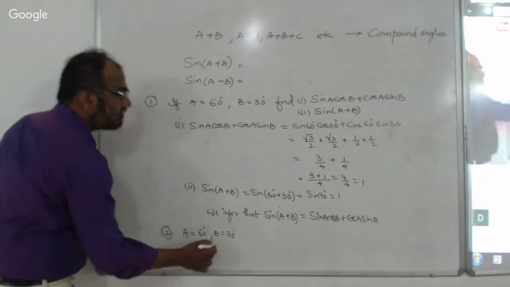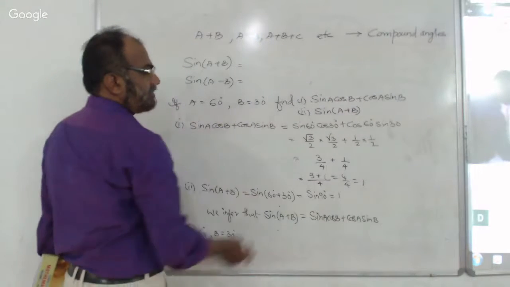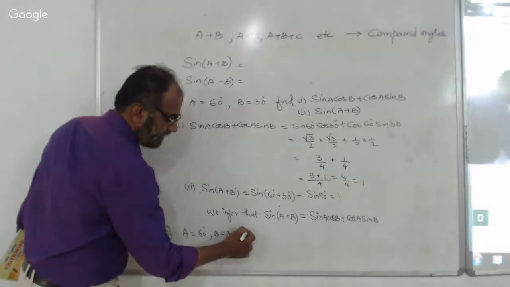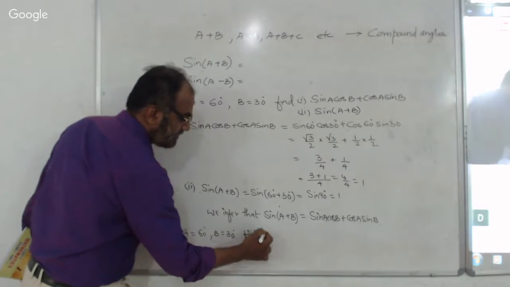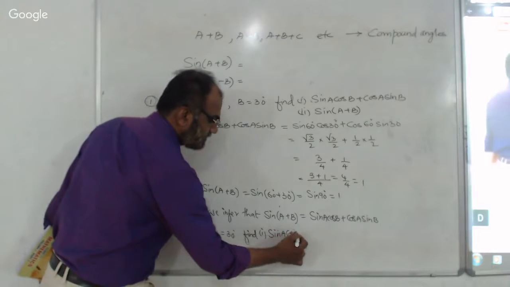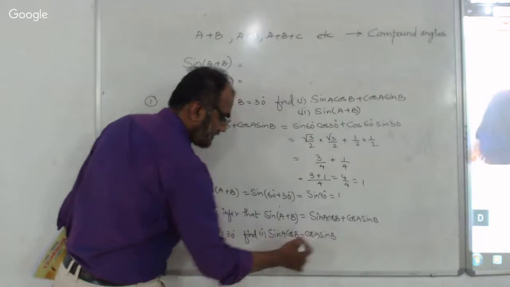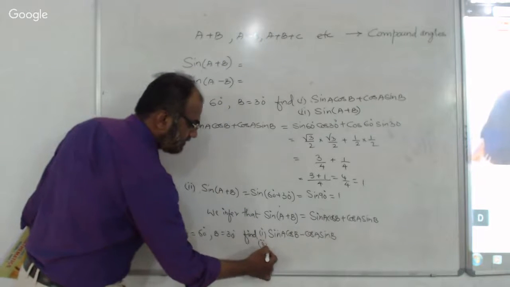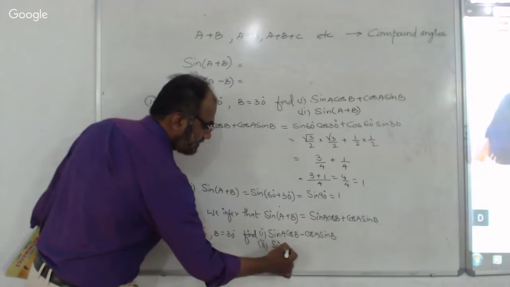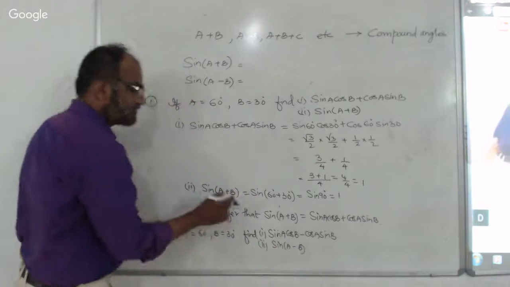Let us find what will be sine A cos B minus cos A sine B, and sine of A minus B. Find sine A cos B minus cos A sine B, and the second bit, sine of A minus B, for the same values A and B.